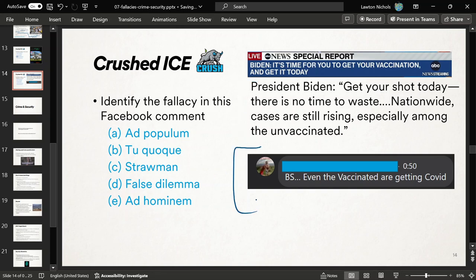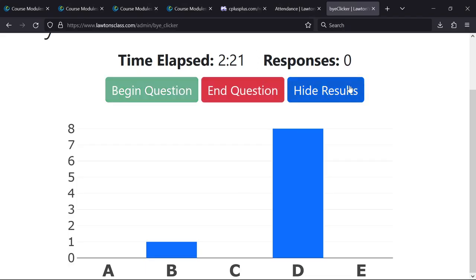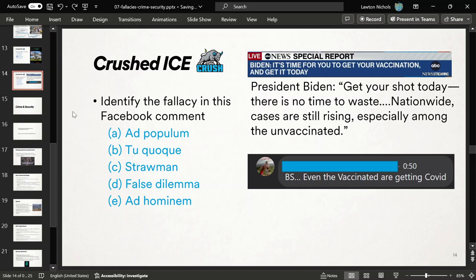And then there was a comment on the post that said, "BS, even the vaccinated are getting COVID." There's a fallacy in this statement. All right, which one do you think it is? I think there are several valid answers to this one, but there's one that I would pick.